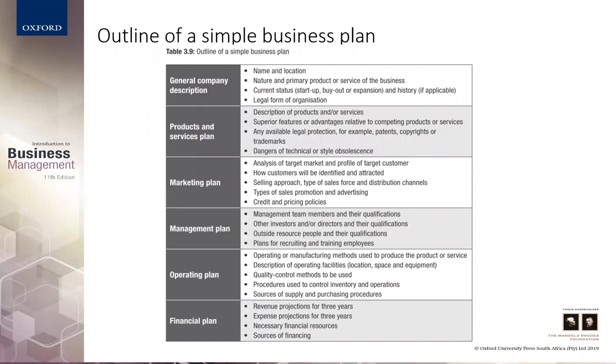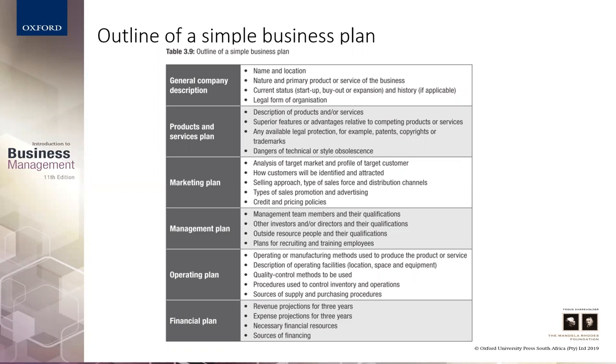Here we present a simple guide on how to develop a business plan. As we discussed earlier, for the general description, basically you should have your name, your location, the nature, the primary product or service, and the current status. You can also talk about the legal form of organization. The next thing to talk about is the products and service plan.